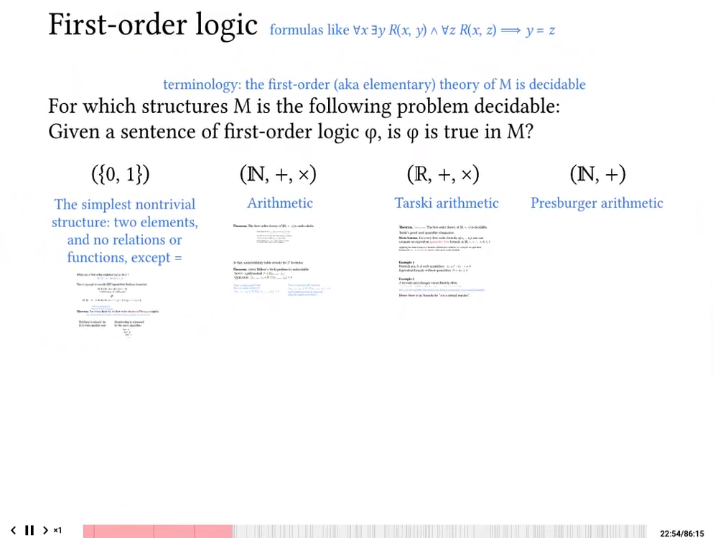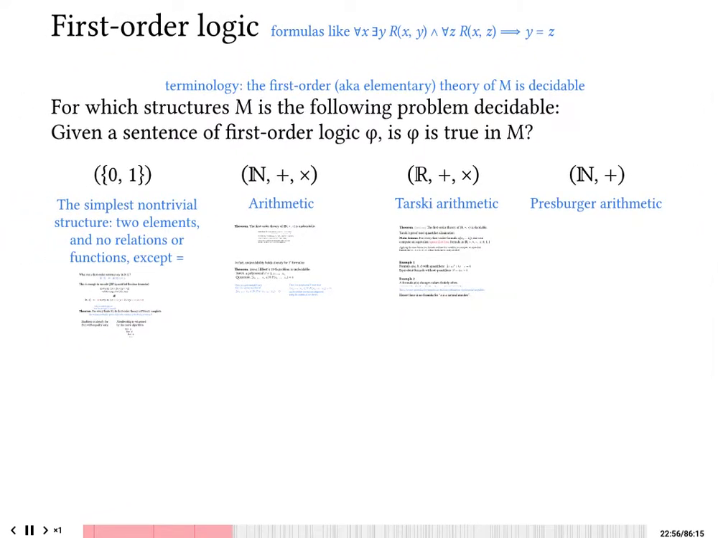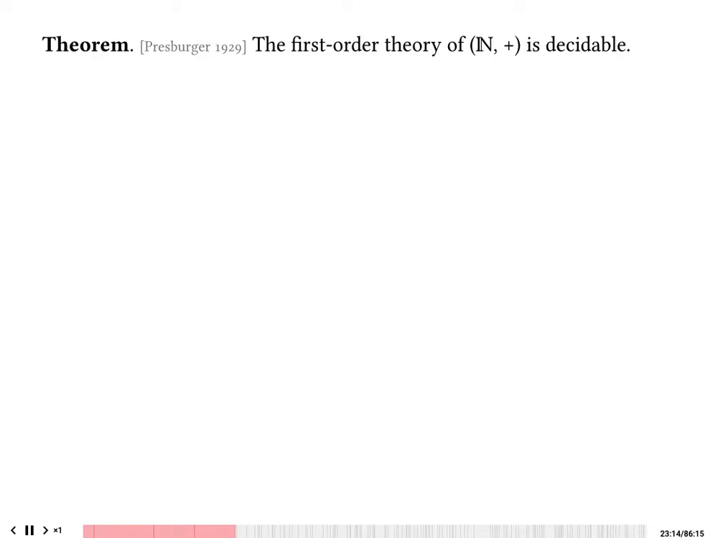So let me move now to another structure with a decidable first order theory, and this is Presburger arithmetic. It is somehow incomparable with Tarski arithmetic: it is easier because it does not have multiplication, but it is harder because it uses the natural numbers instead of the real numbers. This is a theorem proved by Mojżesz Presburger in 1929, which says that the first order theory of the natural numbers with addition only is decidable.